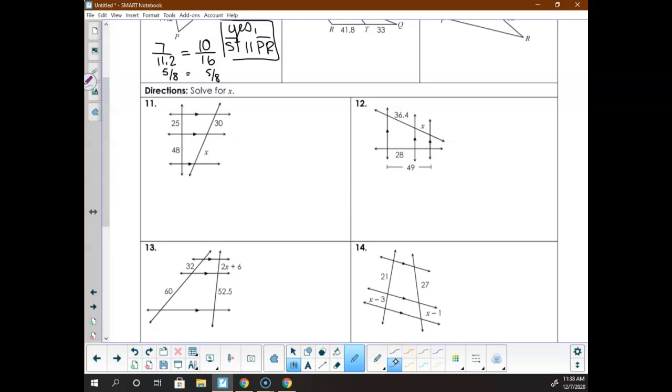Okay, so for like, let's do 12. All right, so for 12, I've got to do 49 minus 28, and that gives me 21 right here. All right, so when I go to set this up, I'm going to go 36.4 over x equals, and then make sure if this was on top, that one also needs to be on top. So 28 over 21.